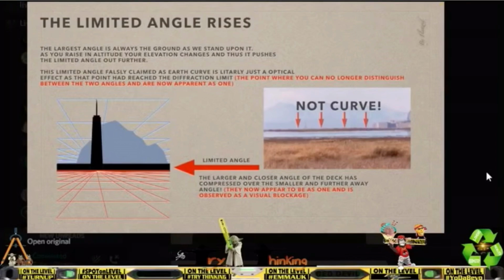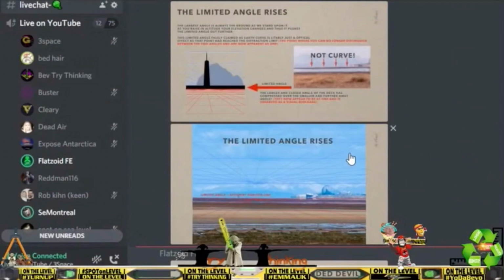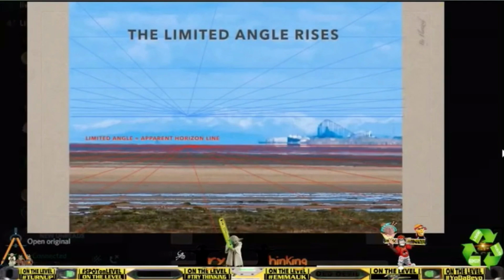I like it. Okay, and then I just got the second photos of just the limited angle rises, just what we've been talking about now. Yep, we're on it. Yeah, so that's where I'm trying to explain the limited angle rises to your eye level. That's what gives you the apparent horizon because of that limited angle.